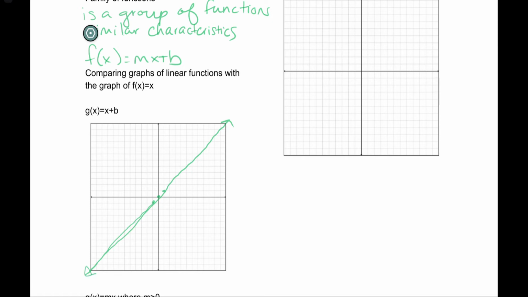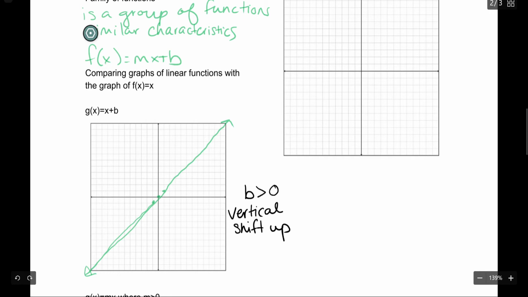Okay, if it changes, if we have g of x is equal to x plus b, your b is what is changing. So if you have a b that is greater than 0, we are going to say that it has a vertical shift up, and how many you're going up. If b is less than 0, it's going to be a vertical shift down, and how many that you are shifting down.